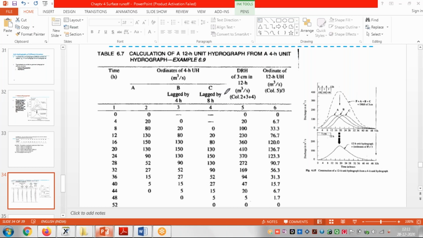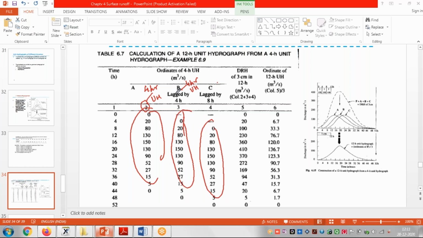Now, if we add all this second column, what is this? This is the 4-hour unit hydrograph ordinate. This is again the same 4-hour unit hydrograph ordinate. This same ordinate is here, this same ordinate is here. Right? So again, this is a 4-hour ordinate, this is a 4-hour ordinate, and this one is also a 4-hour ordinate.